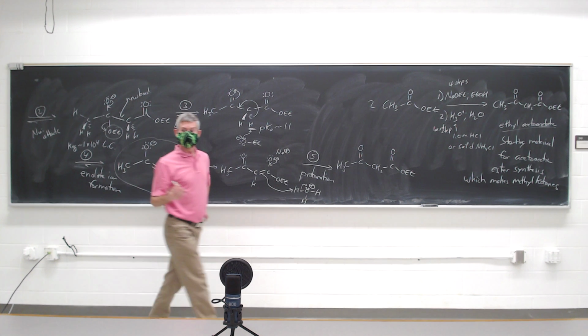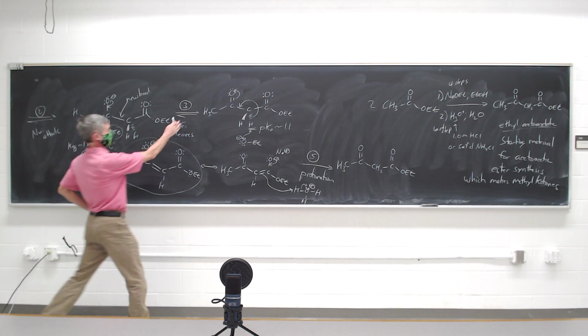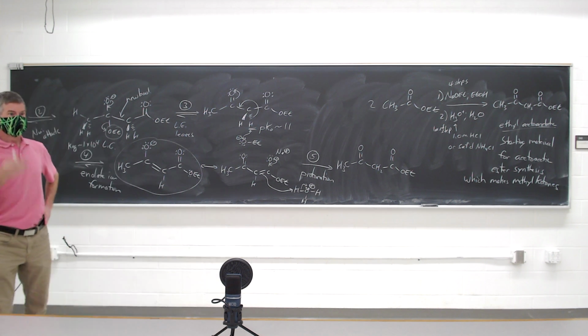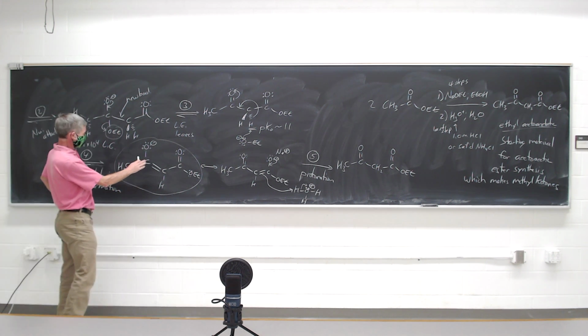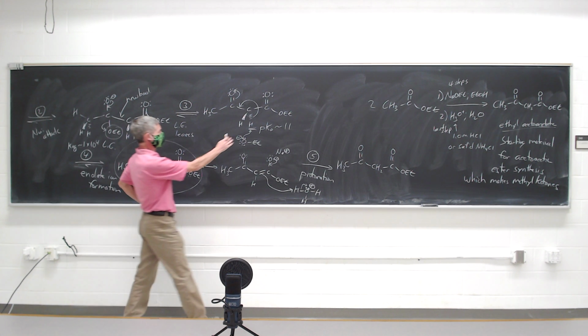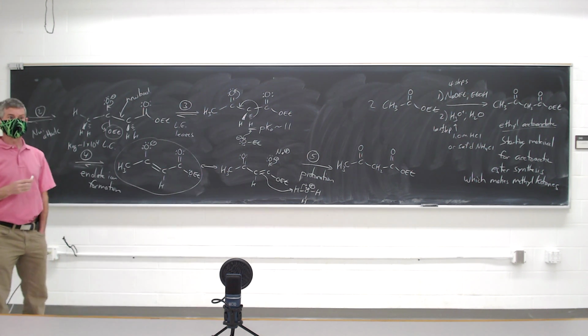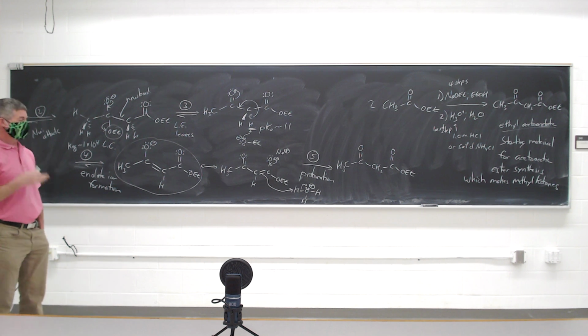So you'll be tempted when you're writing this mechanism to just stop at step 3, because after step 3 you've got the product that you were after, but you shouldn't, because you can't stop this proton transfer. The pKa is so much more acidic for the beta keto ester than it is for the ester itself, that proton transfer is what pushes the reaction forward.